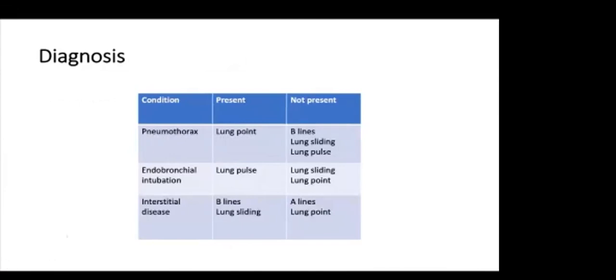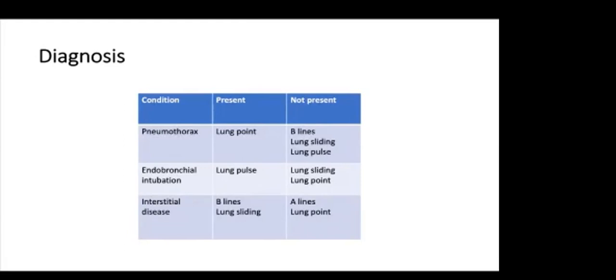On this slide, going back to our case scenario, we should assess pneumothorax, endobronchial intubation, and other hypoxic causes, such as negative pressure pulmonary edema. Here you have a table showing what is present and absent in each condition. The presence of A lines and lung sliding indicates normality. Lung point means pneumothorax. The absence of lung sliding in a whole hemithorax points to endobronchial intubation.